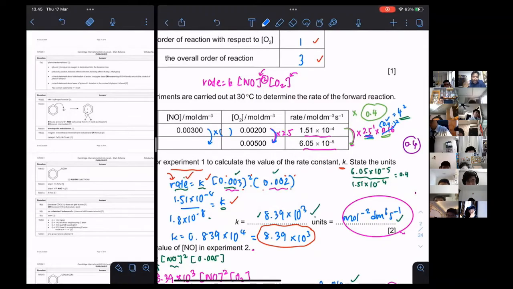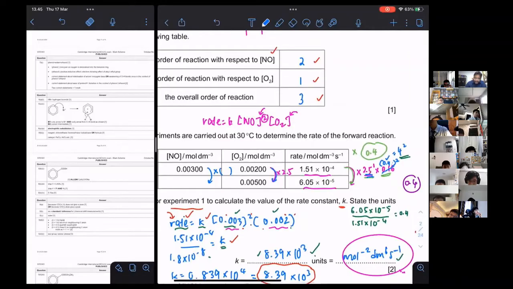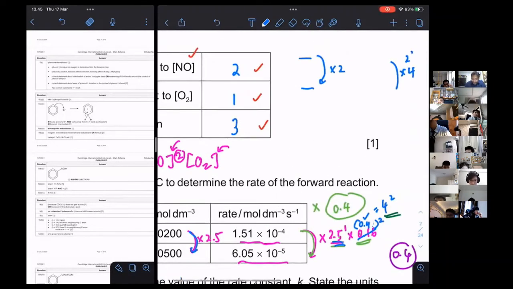Okay, if you look over here, let's say, how do I know something is a second order reaction or not? For example, from this one to this, when I say times by 2, second order means times by 4. Am I correct? That is going to be 2 to the power of 2, right?